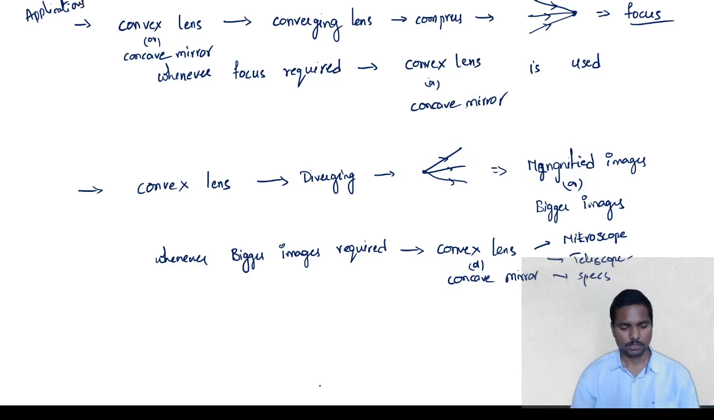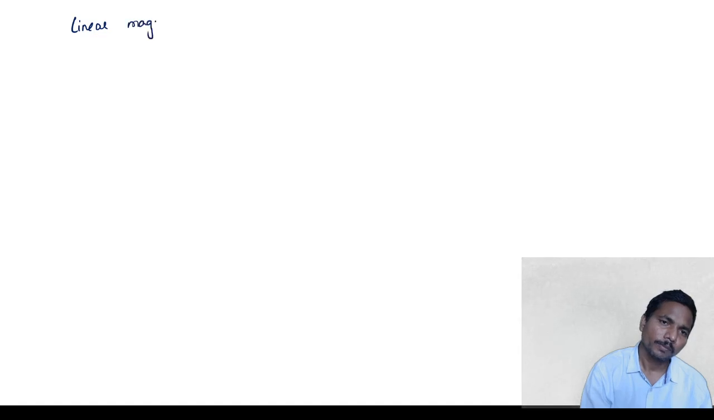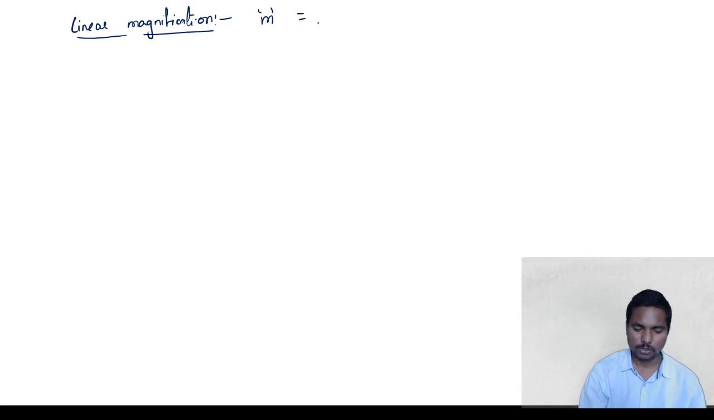Application. Okay, and after that one more thing is there, linear magnification. We have already discussed this linear magnification in the mirror. So same here, m is equal to, we know very well, image size by object size.